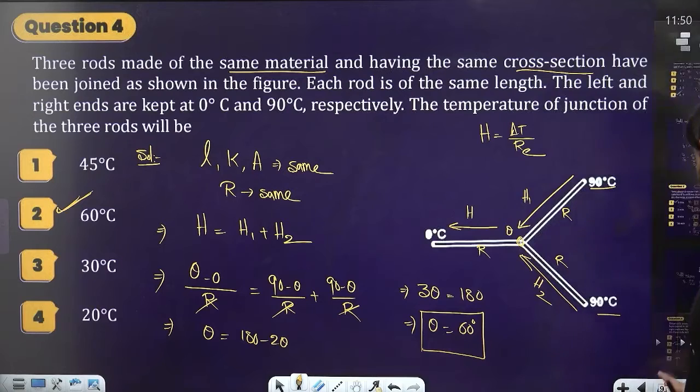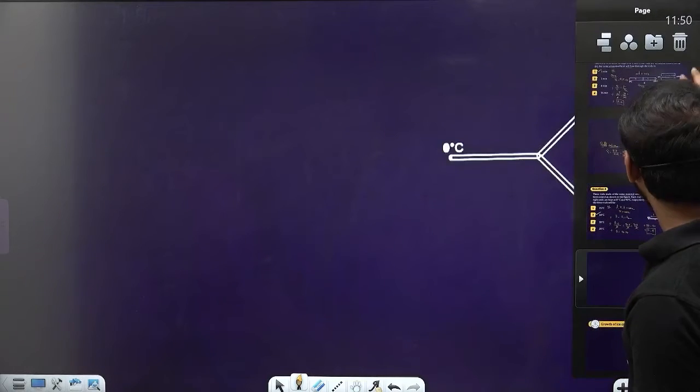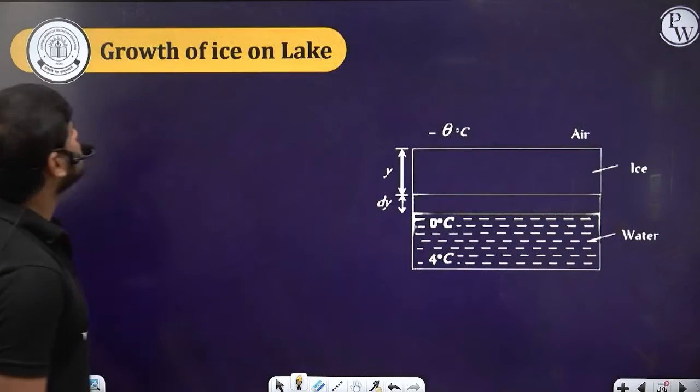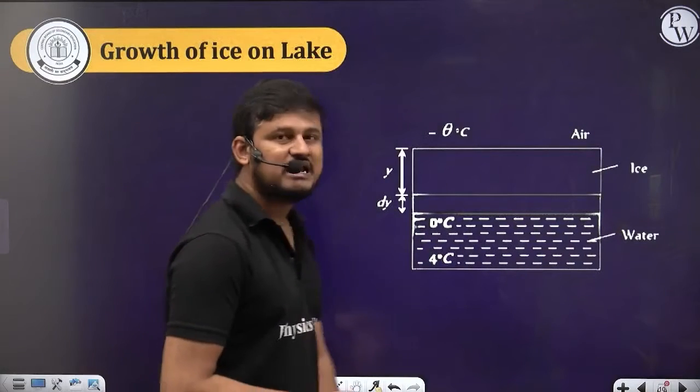Done. Chalo. So we don't need another slide for this. So let's go for the next concept. So let's take the growth of ice on the lake.